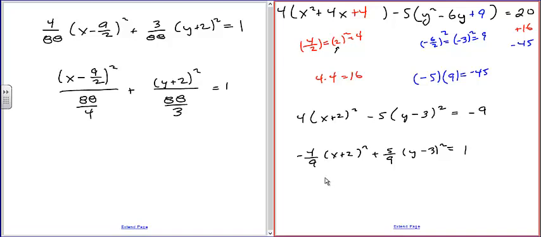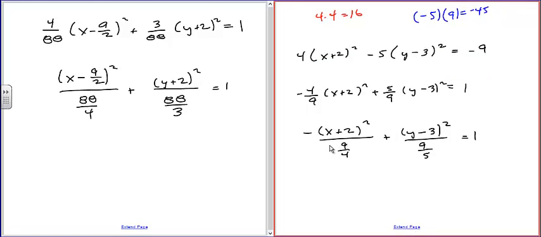And then we would take this and take the reciprocal. So you'd have x plus 2 squared divided by, instead of multiplied by 4/9, divided by 9/4. There's a negative sign out in front of this. And then we'd have y minus 3 squared divided by 9/5 equals 1.